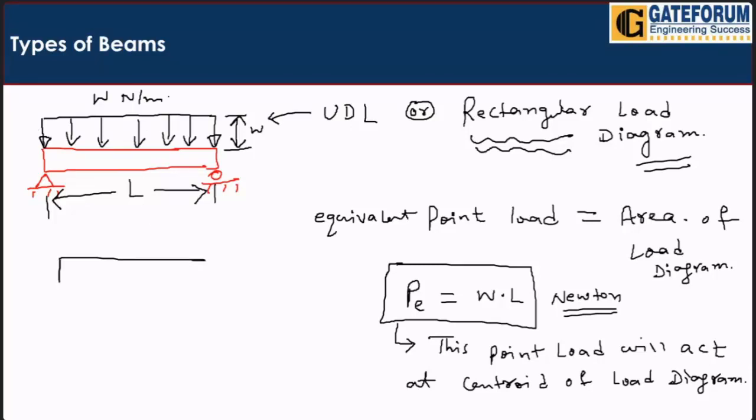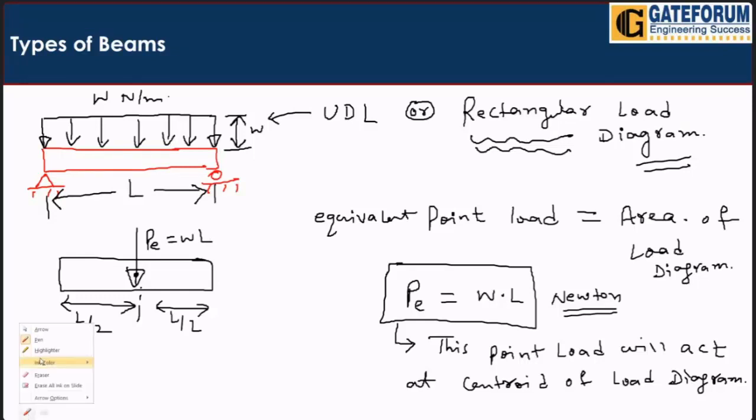Suppose here we have a rectangle. Where is the centroid? Somewhere here. That means lengthwise, here it is L by 2, and here it is also L by 2. So the point load P, which is equal to W into L, will be acting like this only.